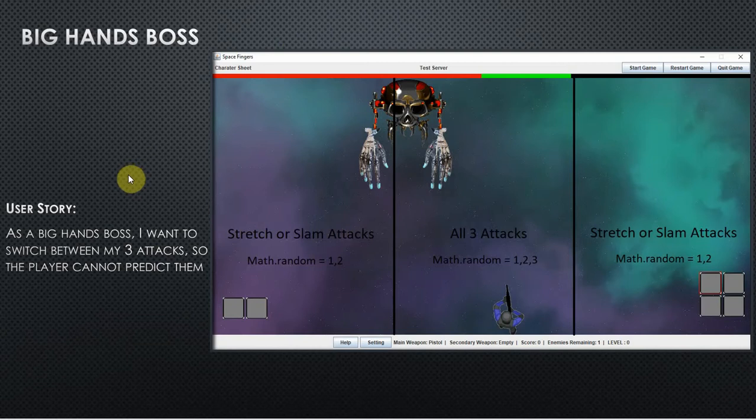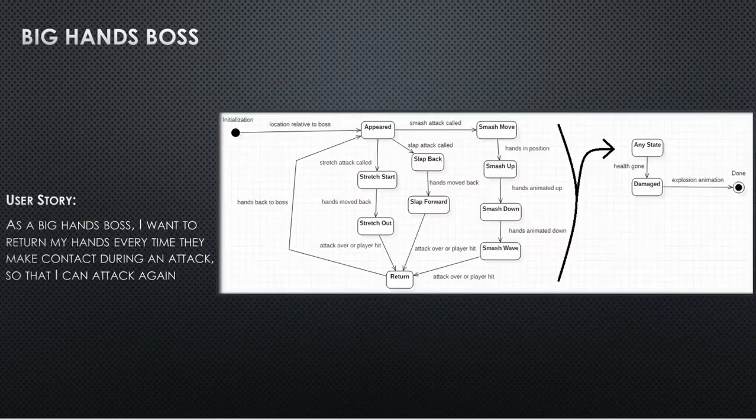As a big hands boss, I want to switch between my 3 attacks so the player cannot predict them. So this is how the attacks look. I have it set if the big hands boss X value is within the first third of the screen, he can only do the stretch or slam attacks. If he's in the middle of the screen, then he has space for his hands to move outwards without leaving the screen, so he can do all 3 attacks. And then if he's in the last third of the screen, he'll only do the stretch or slam attacks. These are chosen at random, 1, 2, 3, or 1, 2 on the outsides.